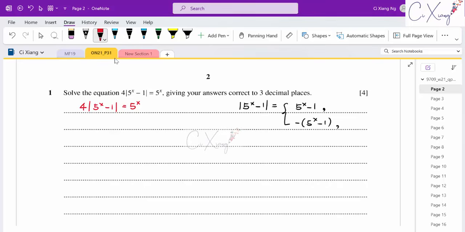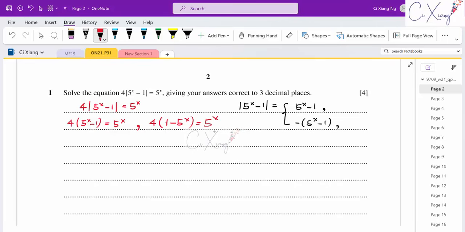Right, so first part, I'm having 4, and then I have 5 power x minus 1. Then I let it equal to 5 power x. The other one will be 4, and then 1 minus 5 power x equals to 5 power x. Because if you try to multiply the negative inside the bracket, you'll get 1 minus 5 power x. Okay, then you just try to solve these two equations separately.